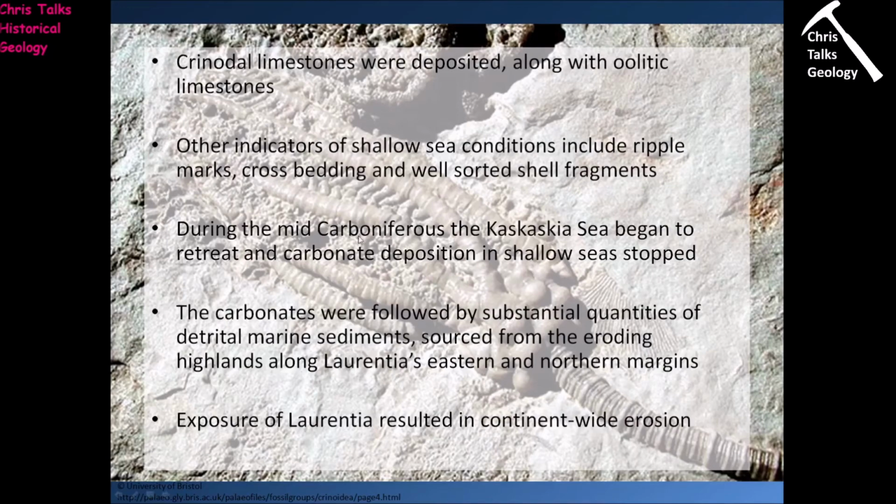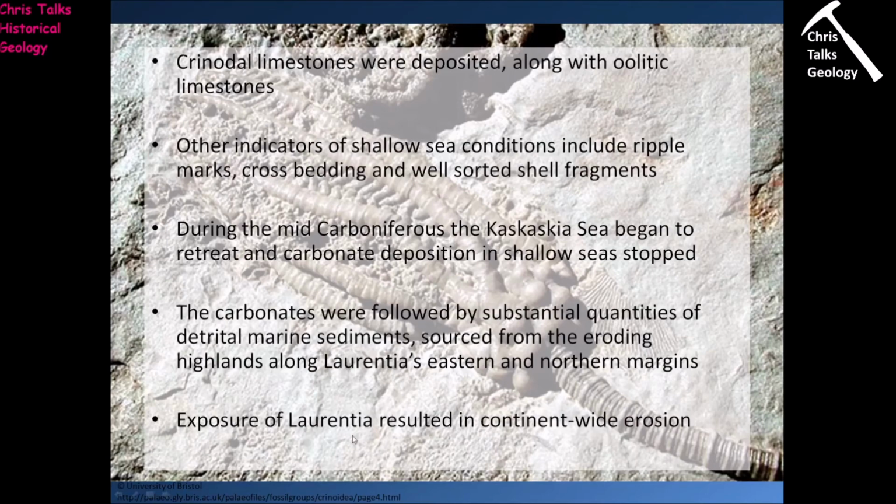So during the mid-Carboniferous, the Kaskaskia Sea began to retreat and carbonate deposition in shallow seas stopped because the seawater is leaving. So the carbonates were followed by substantial quantities of detrital marine sediments. That's not really a surprise. As the sea begins to retreat, more of the continent becomes exposed. It can be eroded. That means you're going to produce large quantities of clastic sediments, which will obviously enter what's left of the Kaskaskia Epiric Sea. So you're going to see this shift from carbonate-rich sediments to clastic sediments instead.